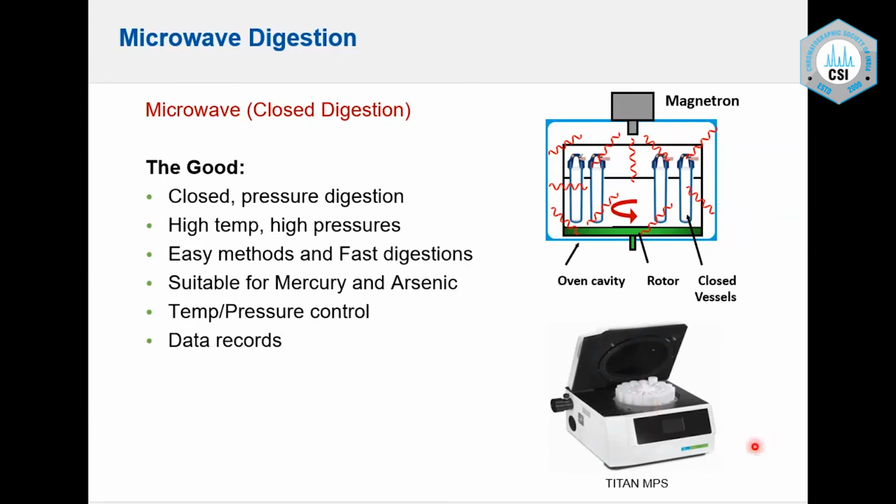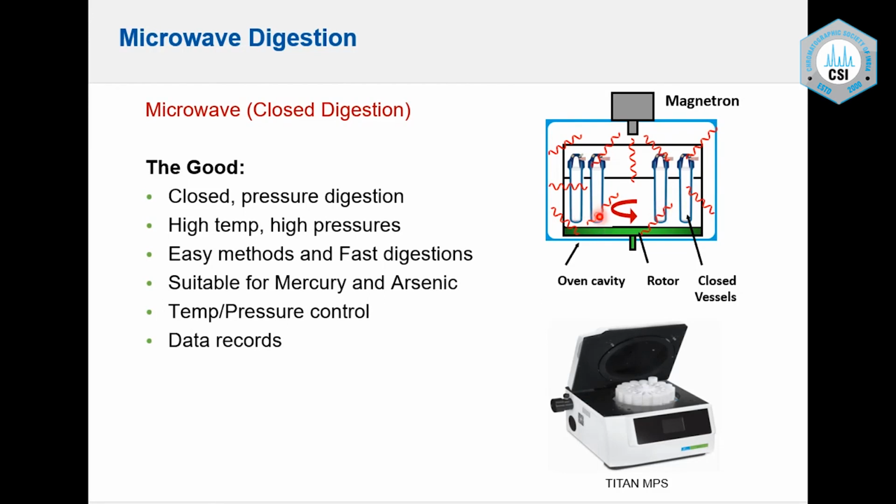This is one instrument, the Titan MPS, again from Perkin-Elmer. It is a top loading instrument, and this is the display screen. You can also connect it to a computer. There are different methods available, and you can also prepare your own method. When you start the digester, it will start applying microwave power to the vessel, and the acid and sample start reacting. Vapors are formed as it is a closed technique. So again, pressure is generated, and pressure and temperature are related to each other. Because of high pressure, the temperature increases and your sample gets dissolved completely.